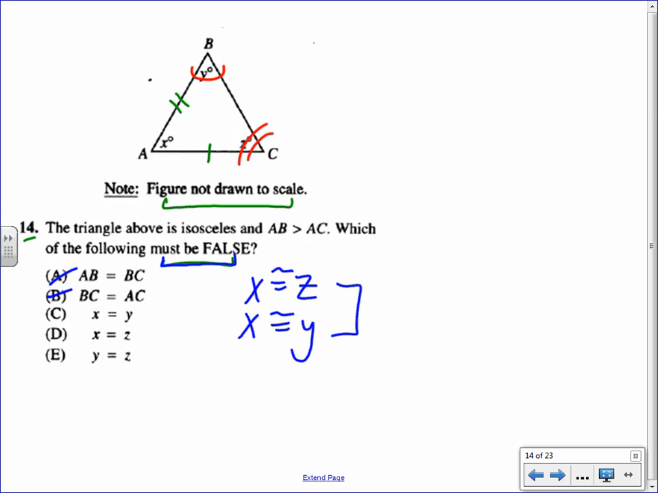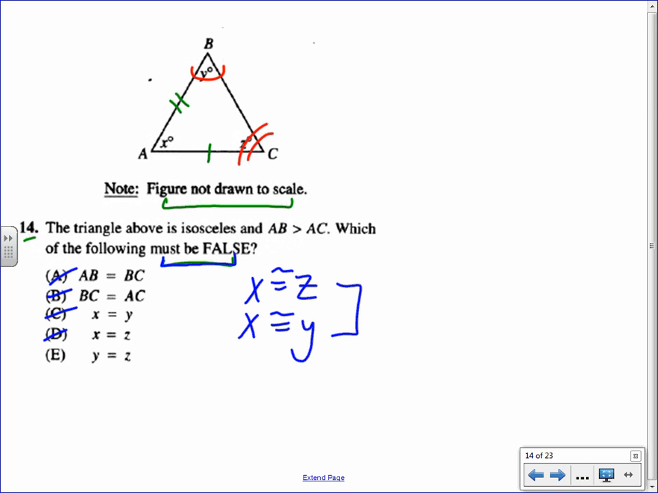X equals Y. This we're also not sure about because we're not sure if x is congruent to y or if it's congruent to z. But it can't always be false, so it's not a must be false. It could be true. X equals z. Same situation, we're really not sure if x is congruent to z or to y. So it can't be a must be false situation.